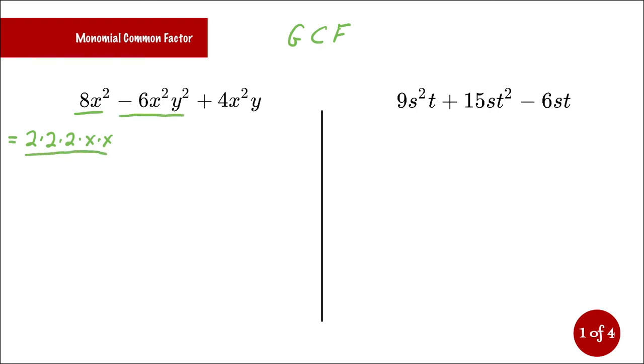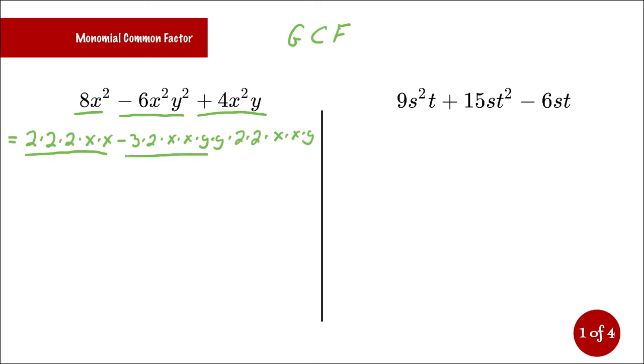The same thing now for my second term. This will become negative 3 times 2 times x times y times y. Positive 4 broken down is 2 times 2. The variable, the 2 x's, and the y.